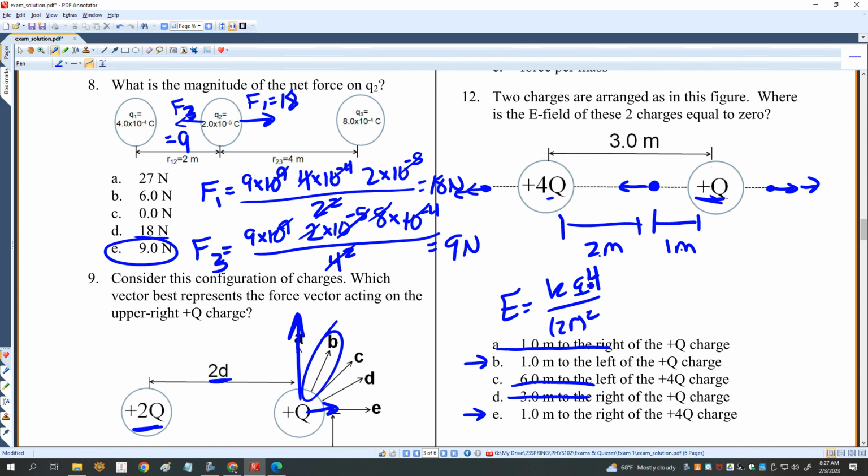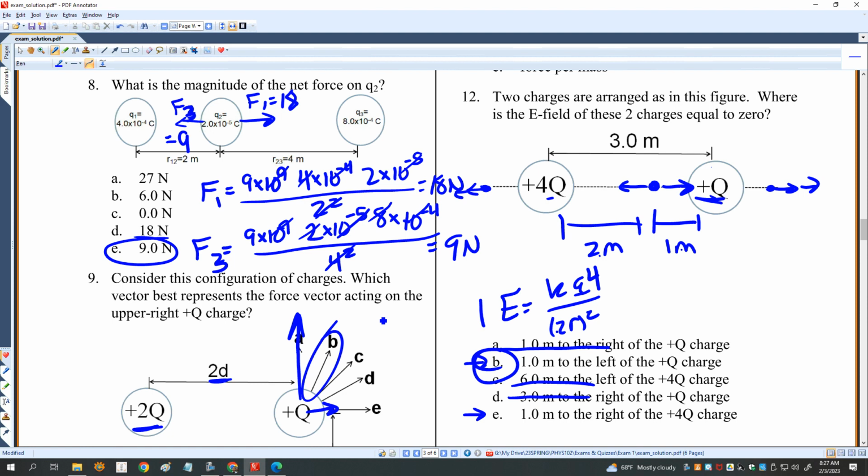4q is 4 times the original charge, and 2 meters is twice the original distance. So that means I have a 4 over 4, so I have a 1. That means that electric field will be equal but opposite. So I am right in that initial assumption that it has to be the one that's closer to the plus q charge. So B is the right answer for number 12. Now there is a more difficult way that you can do this where you're actually putting in a variable for x, but it gets kind of complicated.